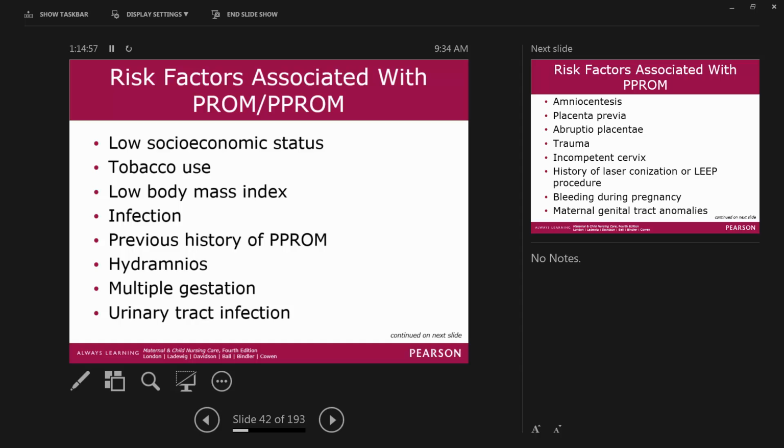Okay, so here's your risk factors, and again with these, try not to memorize them, but try to understand, and then when you see them, you'll think, yeah, that certainly could cause rupture of membranes, okay?